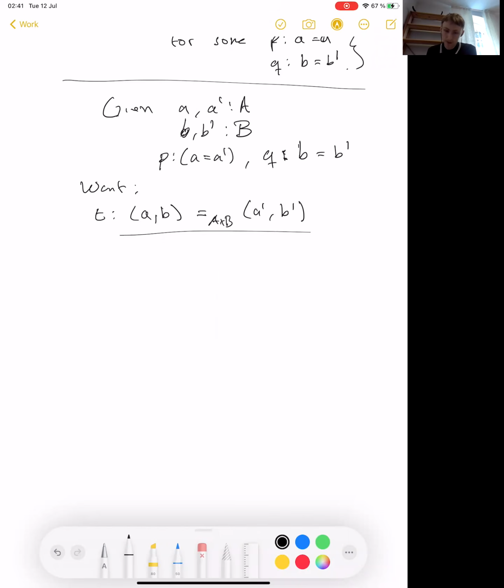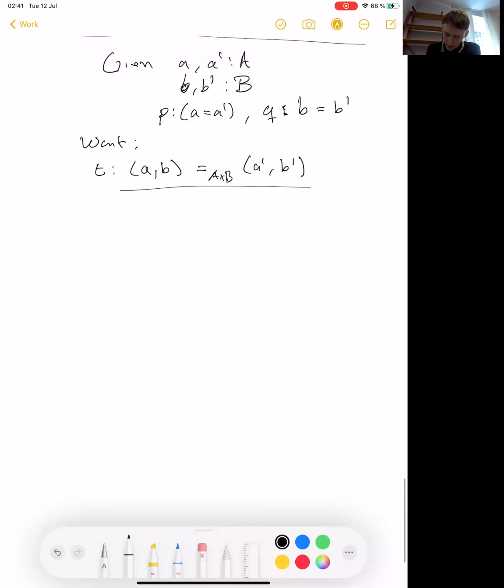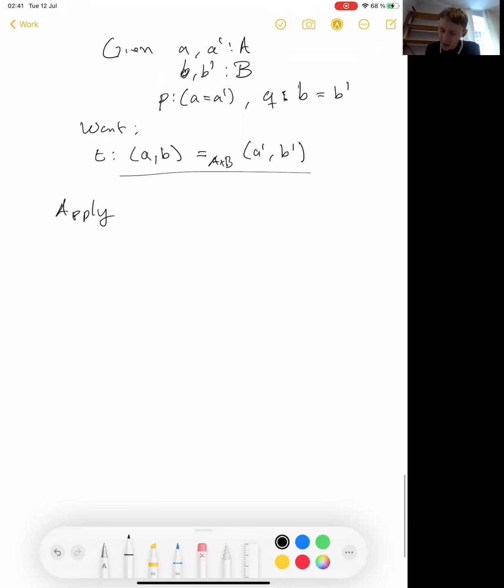Okay. Well, now it's time to apply path induction, right? I shouldn't call it path induction. I don't know if you call it path induction in the lecture. I don't remember. I guess she probably did by mistake. But let's apply identity elimination on both P and also on Q. P and Q. So what happens then?